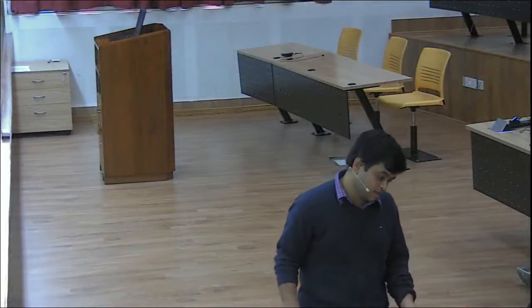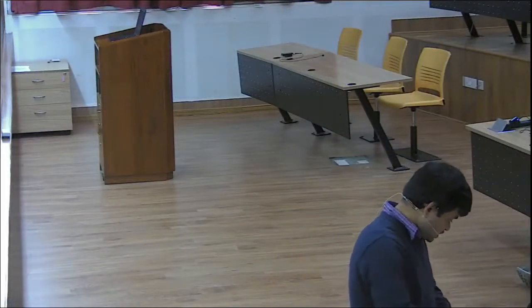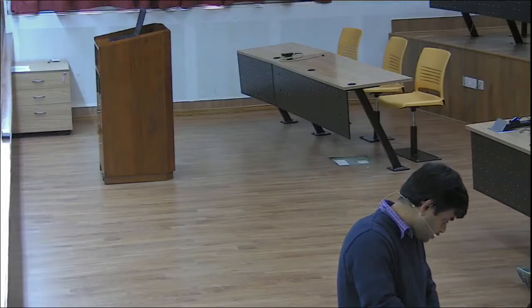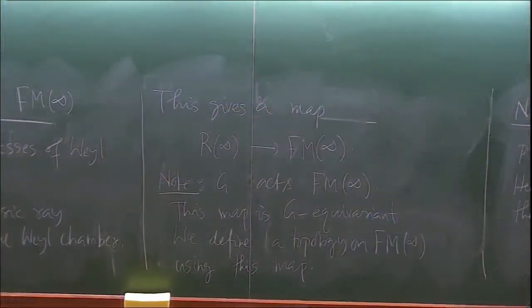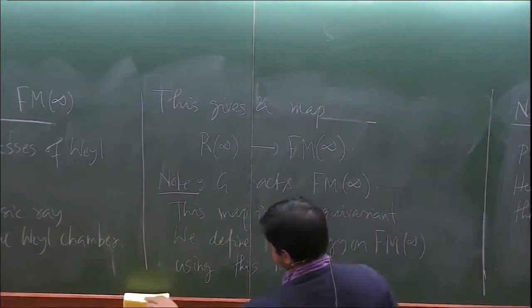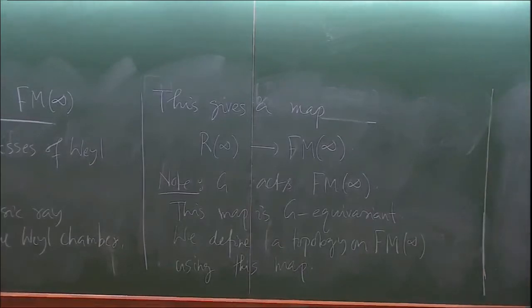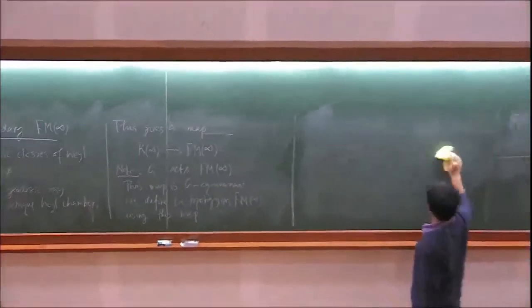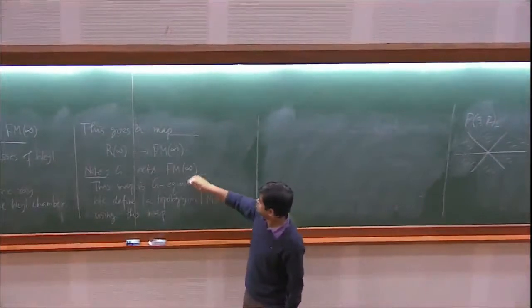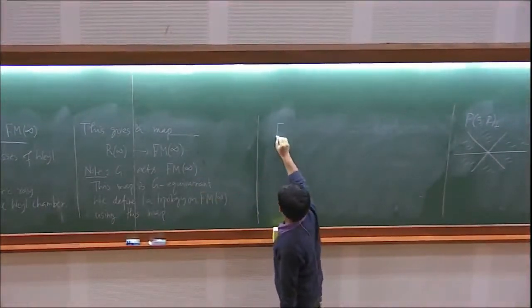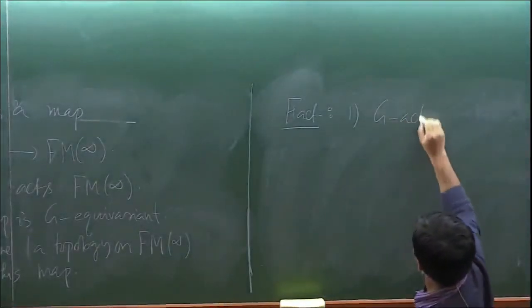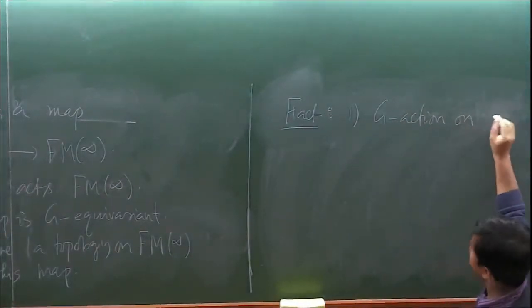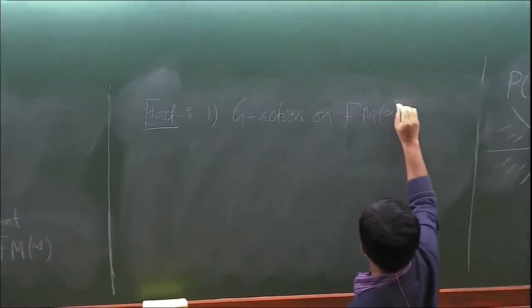And for this, I wanted to give an example. So I'll state some facts, and maybe if I have time, I'll just do one example. So the fact is that G, here GLn, acts on this. The fact is that this action is transitive. G action on Fm infinity is transitive.